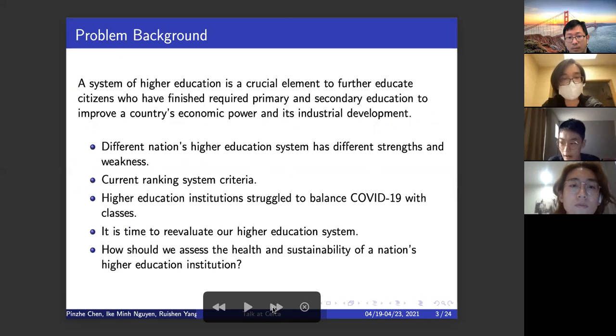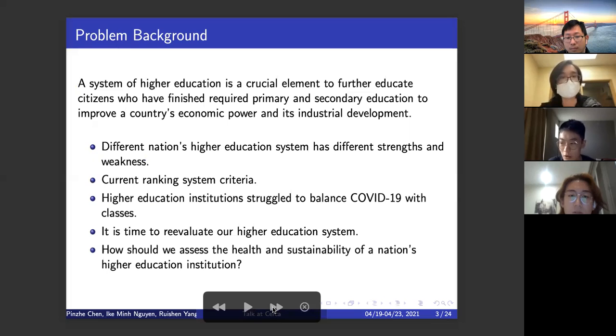A system of higher education is a crucial element to further educate citizens who have finished the required primary and secondary educations to improve a country's economic power and its industrial development. Different nations' higher education systems have different strengths and weaknesses. As we know, many universities in developed countries not only educate their own students, but also attract many international students from all over the world every year.